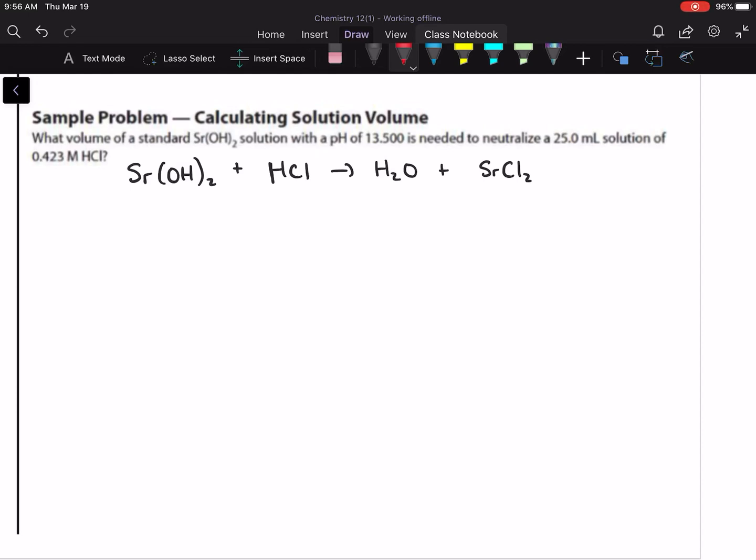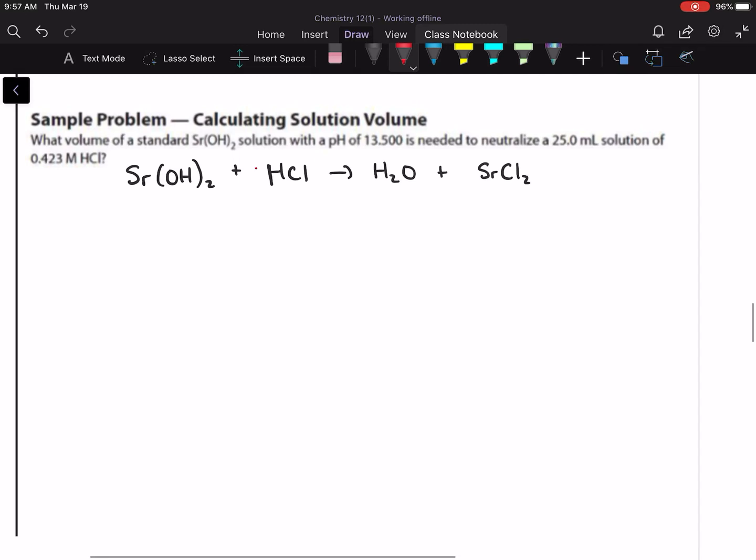So in this example, we're asked to calculate the volume of solution required to reach the equivalence point. We're told that we have a standard strontium hydroxide solution with a pH of 13.500. What volume of that would be needed to neutralize a 25.0 mL sample of 0.423 molar hydrochloric acid? I've written out my equation here, and a reminder that since strontium hydroxide produces 2 hydroxide ions, I'm going to react in a 1:2 mole ratio here. I need 2 moles of hydrochloric acid to neutralize 1 mole of strontium hydroxide.